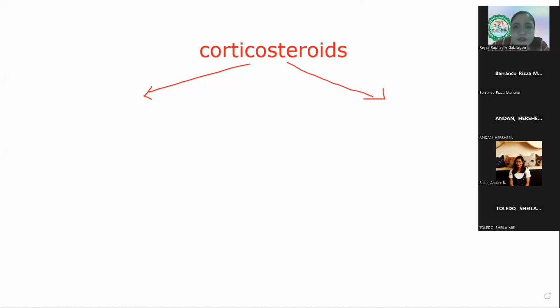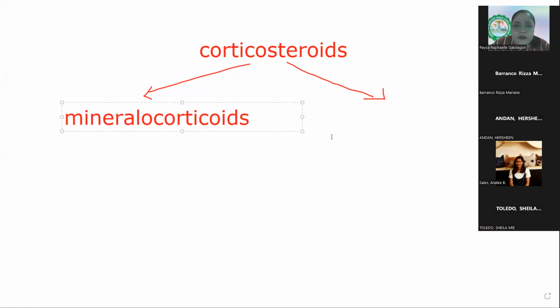Sige. We have two types of corticosteroids, again produced by the adrenal cortex of our adrenal medulla, located right above the kidneys. Okay? Anyway, so again, we have two types of corticosteroids. The first one is called the mineralocorticoids. And then this one here is the glucocorticoid.